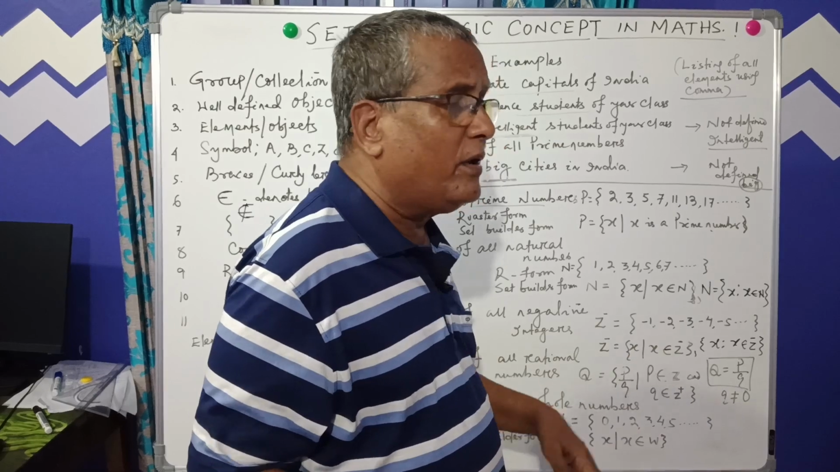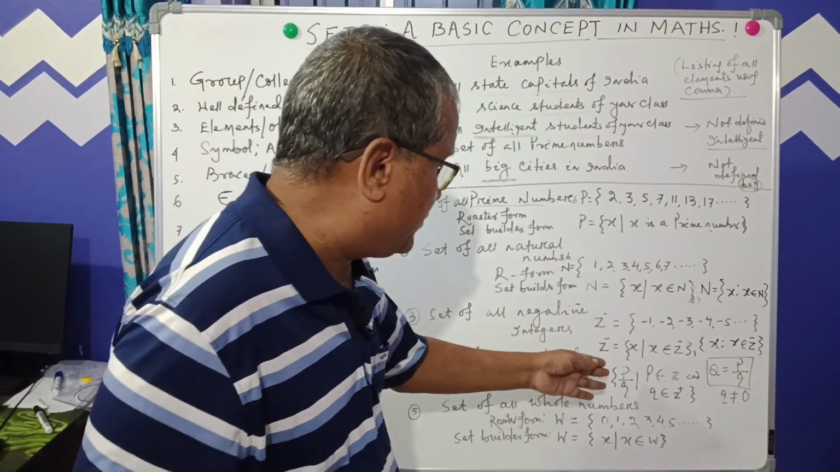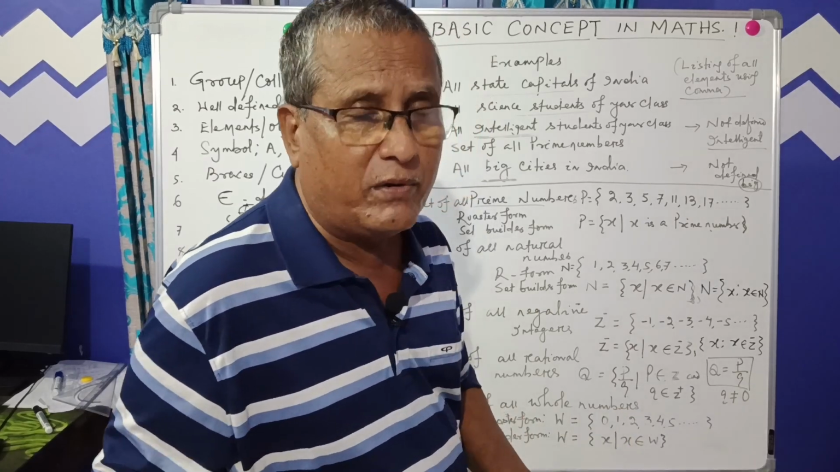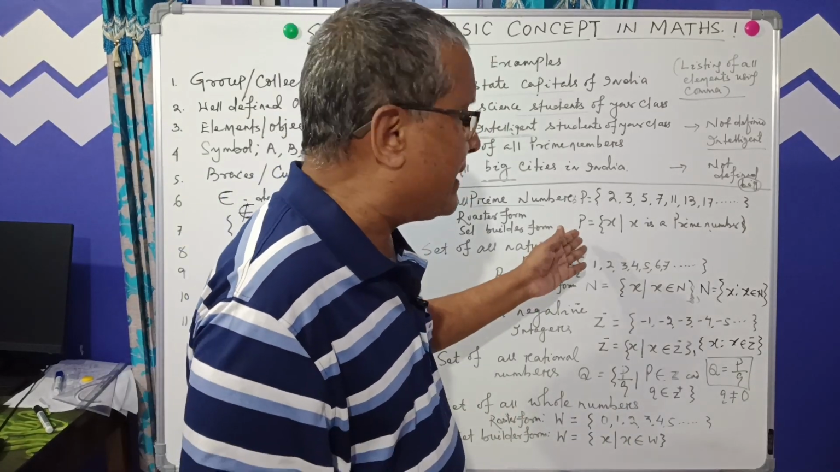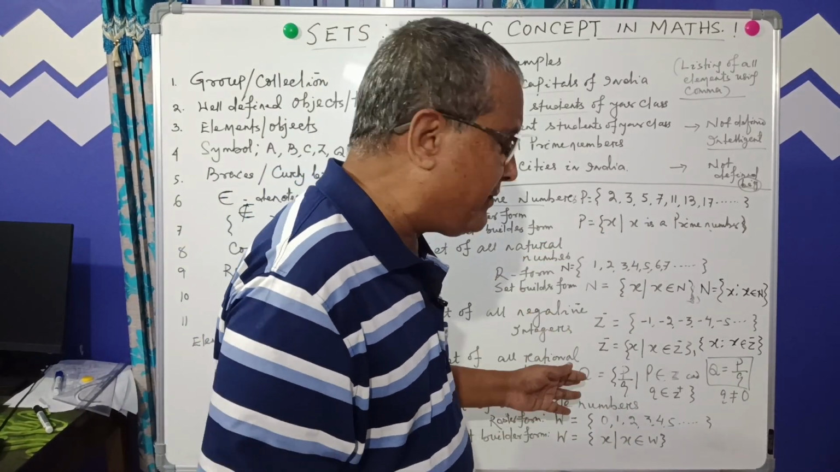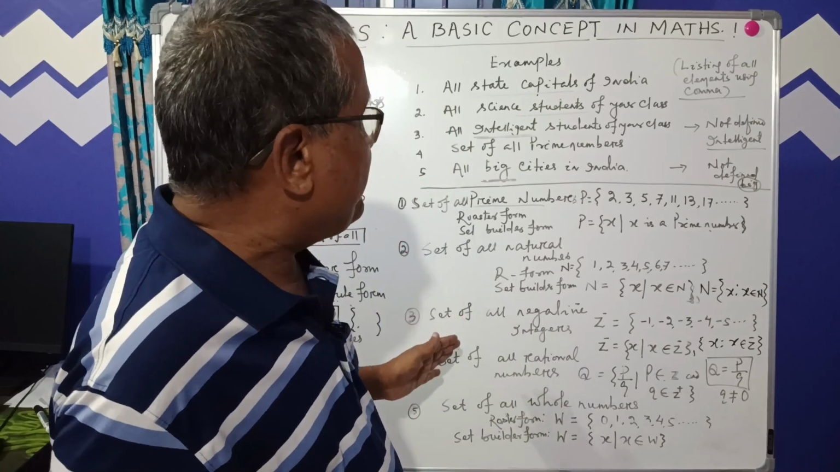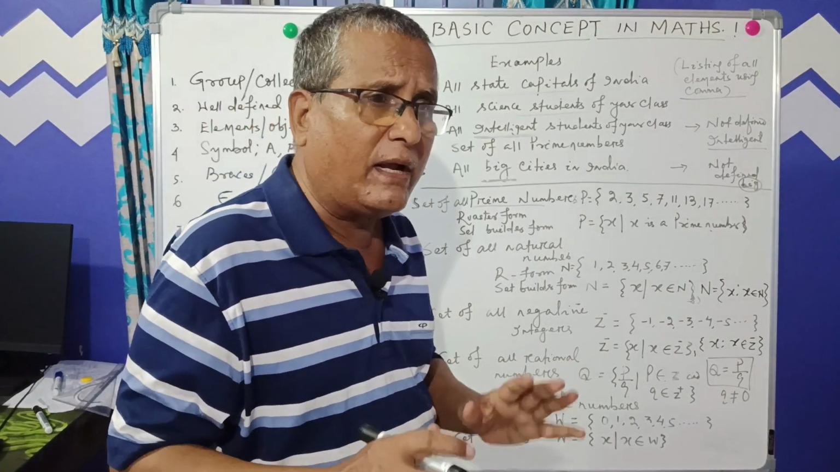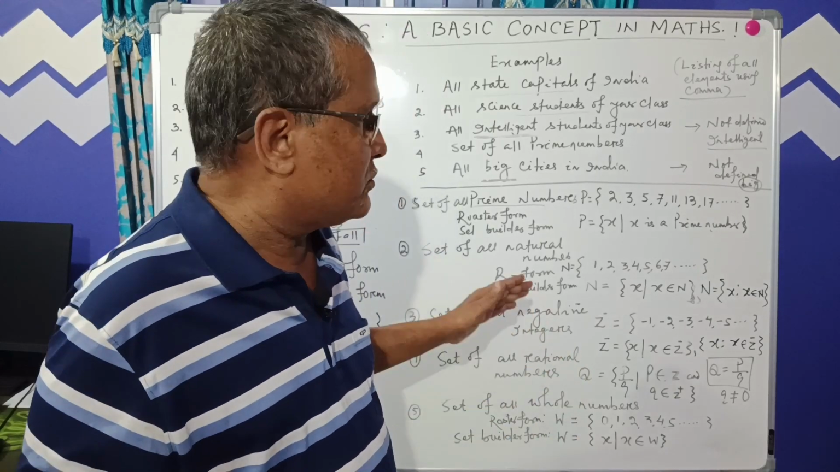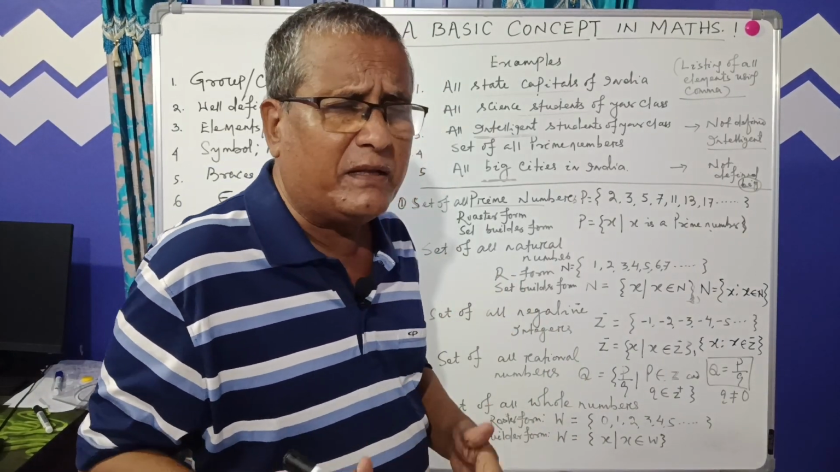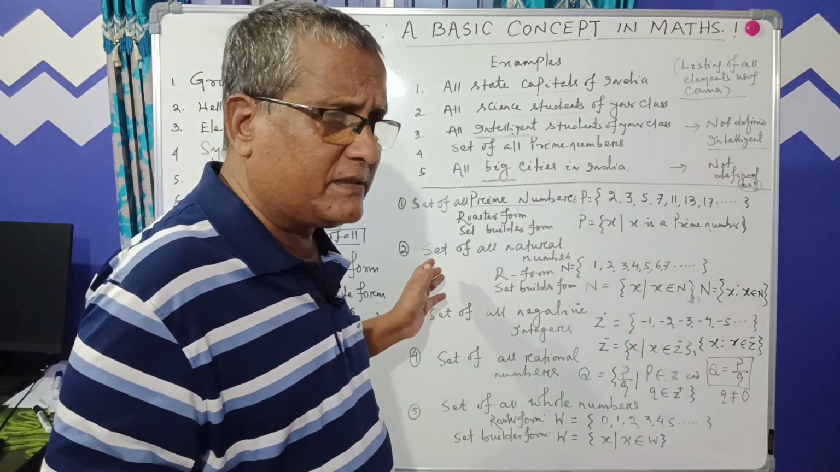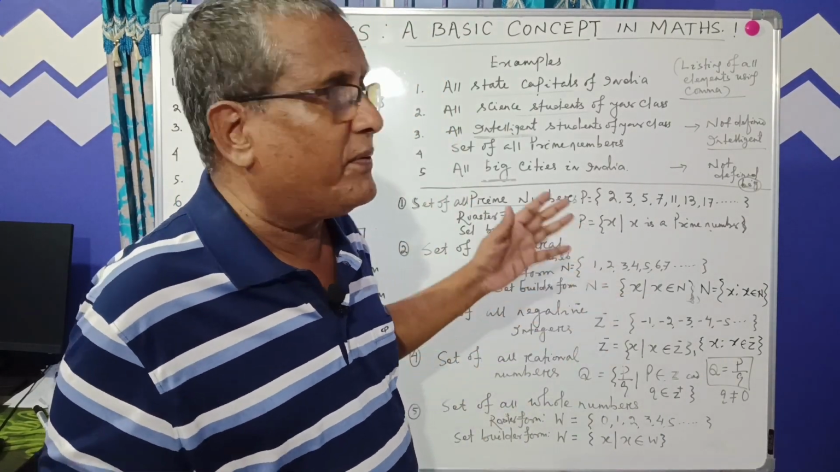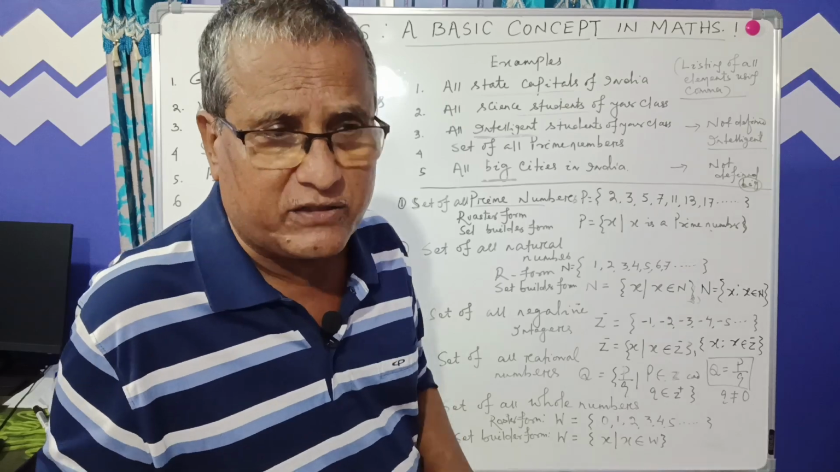From this rule, you can easily visualize whether it is a set of natural numbers, a set of prime numbers, or a set of rational numbers. These are the common symbols used to write sets. Sets play a very important role in mathematics. Hope you have understood the basic concept of sets and their representations.